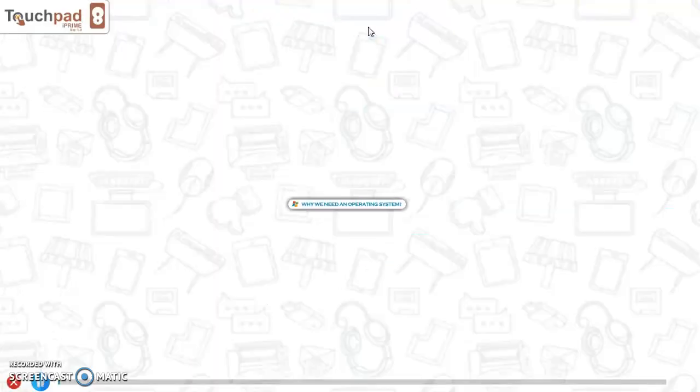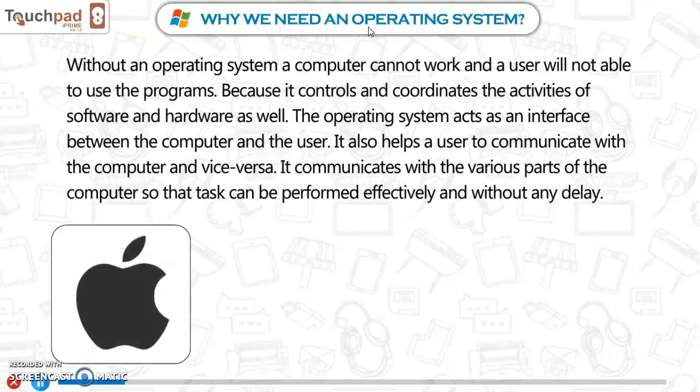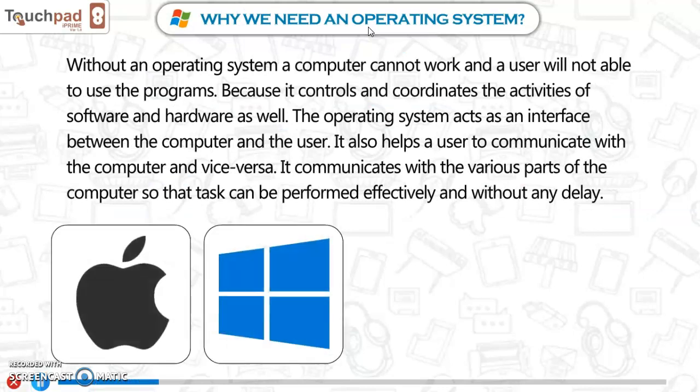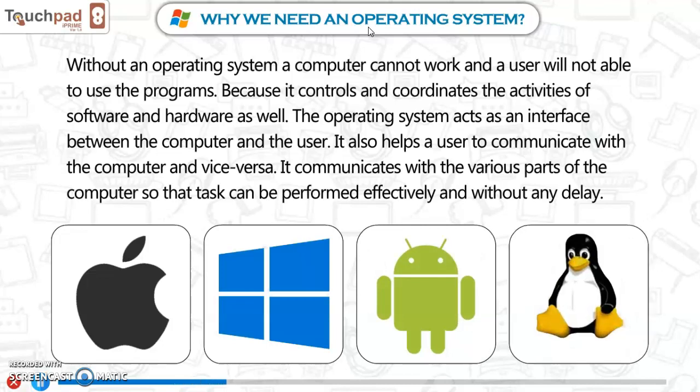Just see. Why we need an operating system? Without an operating system, a computer cannot work and a user will not be able to use the programs, because it controls and coordinates the activities of software and hardware as well. The operating system acts as an interface between the computer and the user.